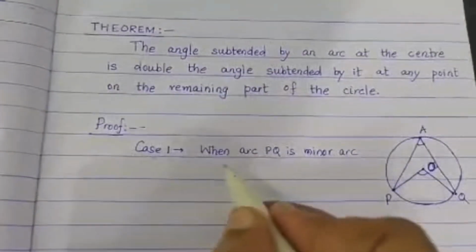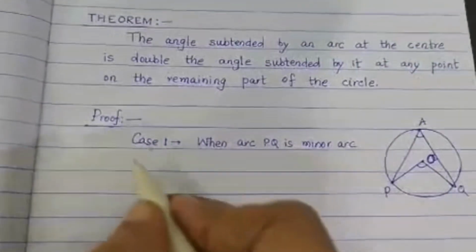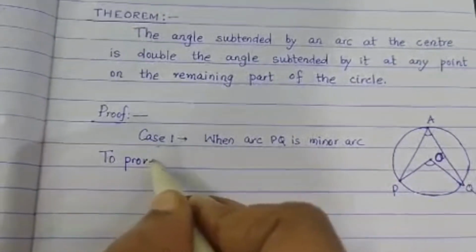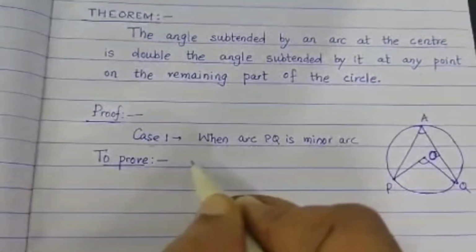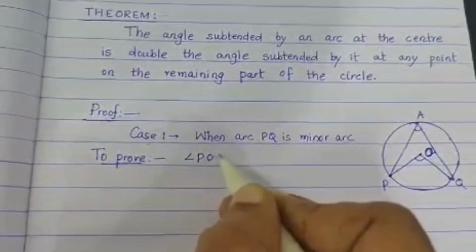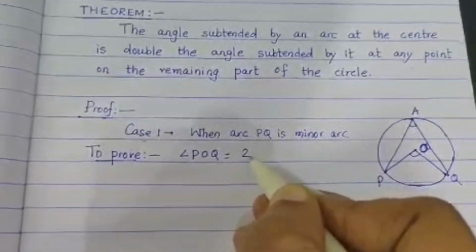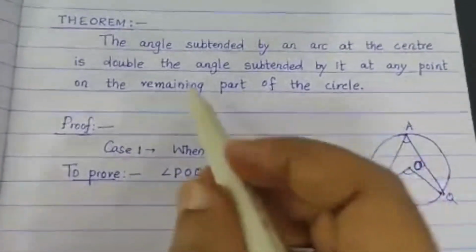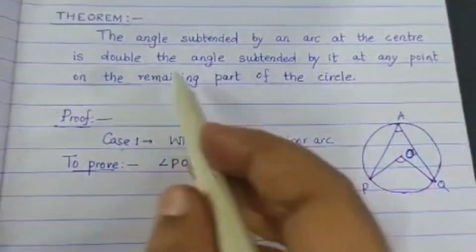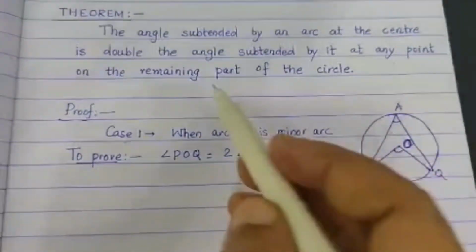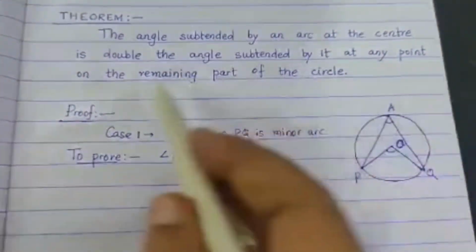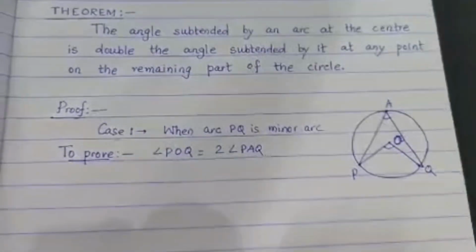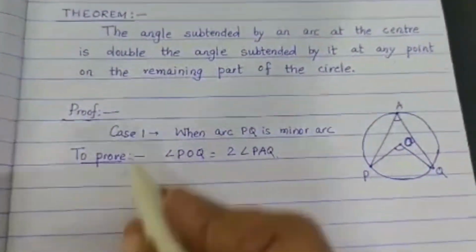So when arc PQ is a minor arc, then we have to prove angle POQ is equal to twice angle PAQ. This is what the theorem says. The angle subtended by an arc at the center is double the angle subtended by it at any point on the remaining part of the circle. Let us suppose this is the other point A. Okay, so we have to prove this one.